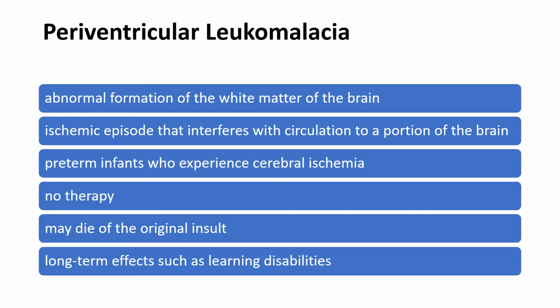Next will be your periventricular leukomalacia, which is an abnormal formation of the white matter of the brain. It is caused by an ischemic episode that interferes with circulation to a portion of the brain. So your PVL occurs most frequently in preterm infants who experience cerebral ischemia. Once the condition has occurred, there is no therapy. So infants may die of the original insult or they may be left with long-term effects such as learning difficulties.